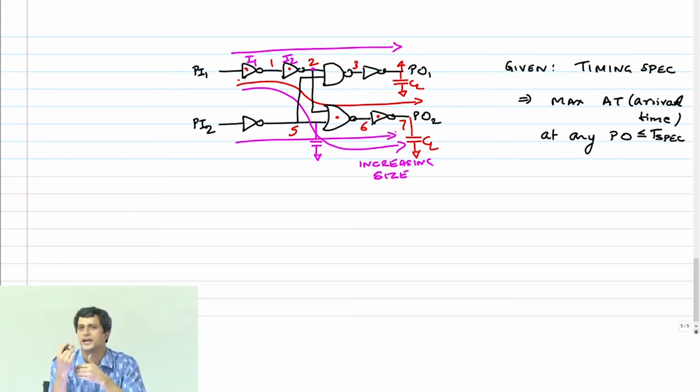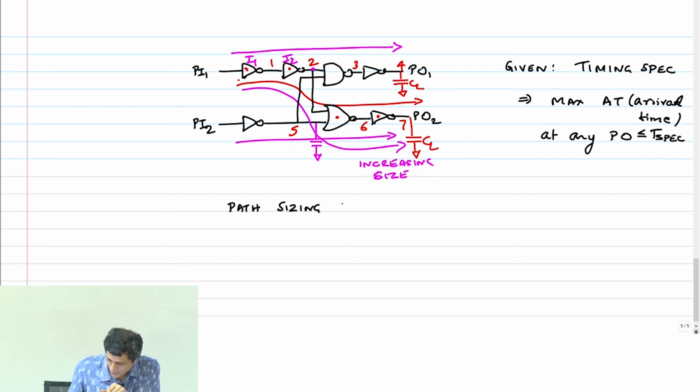So if I have n gates or n nodes in a circuit, then the number of paths is O of exponential of n. And there is no way I can optimize all the paths simultaneously, because I cannot even enumerate all the paths. Forget about sizing all the paths, right? So first thing is path sizing, not scalable.